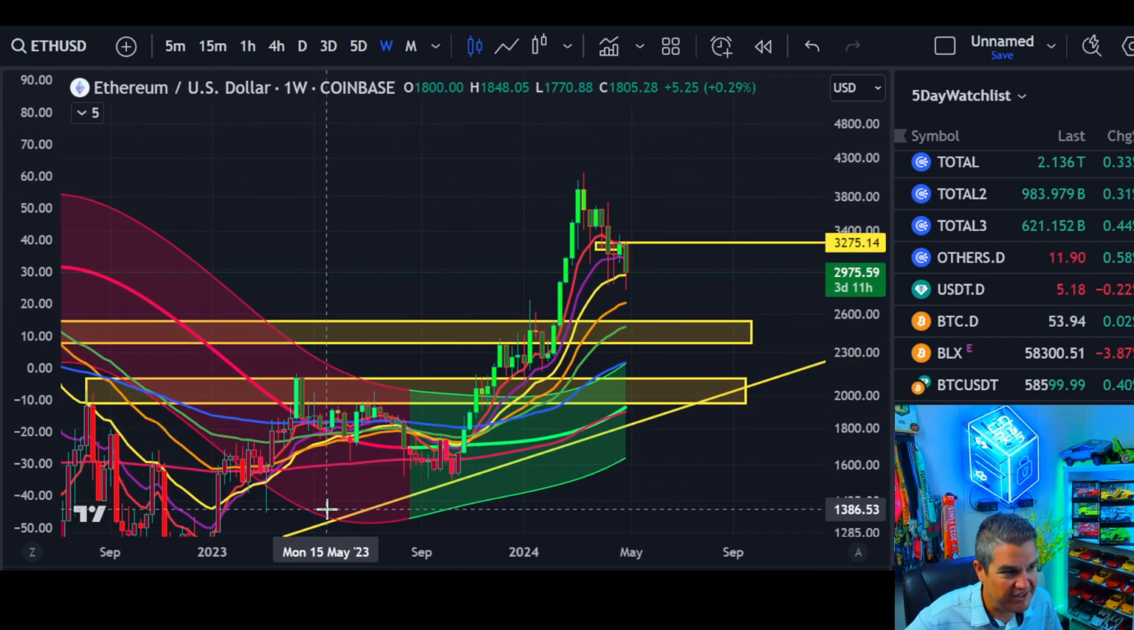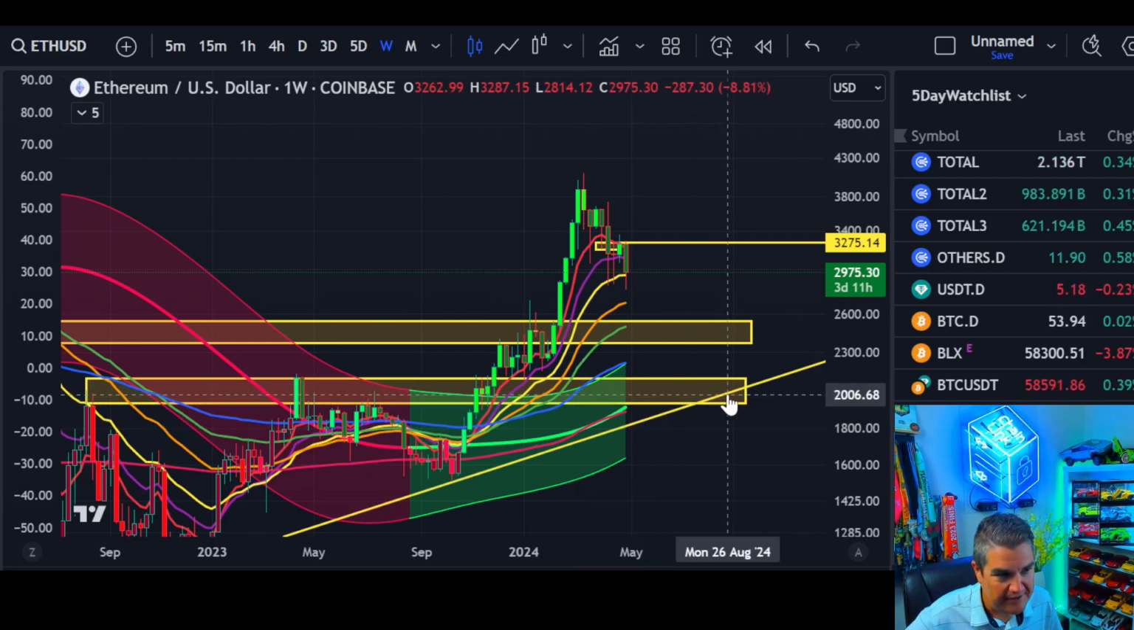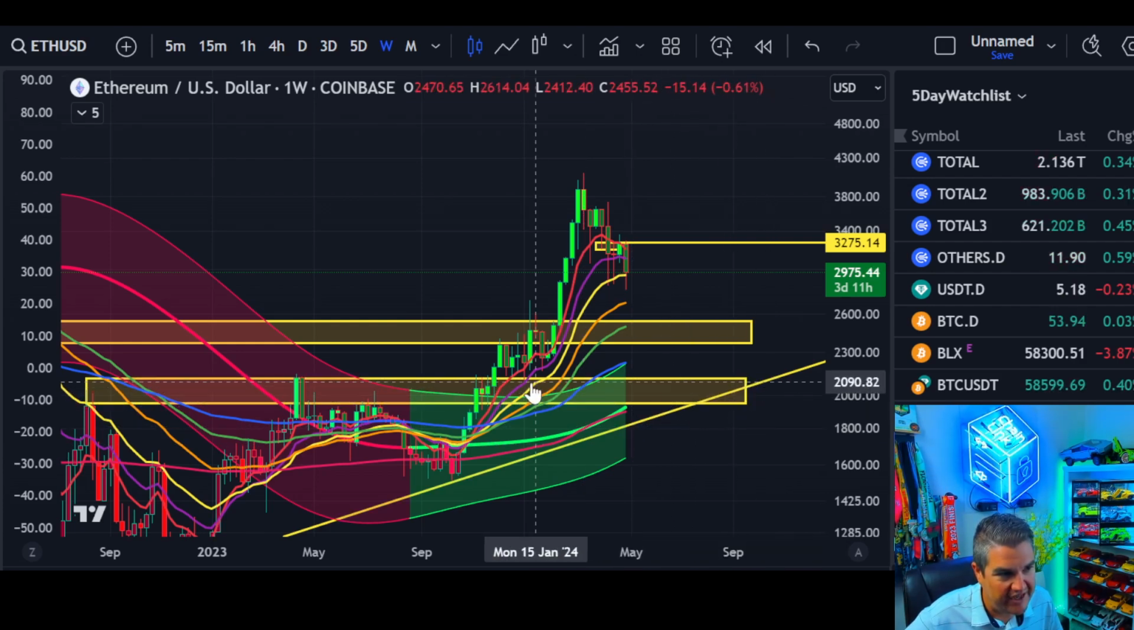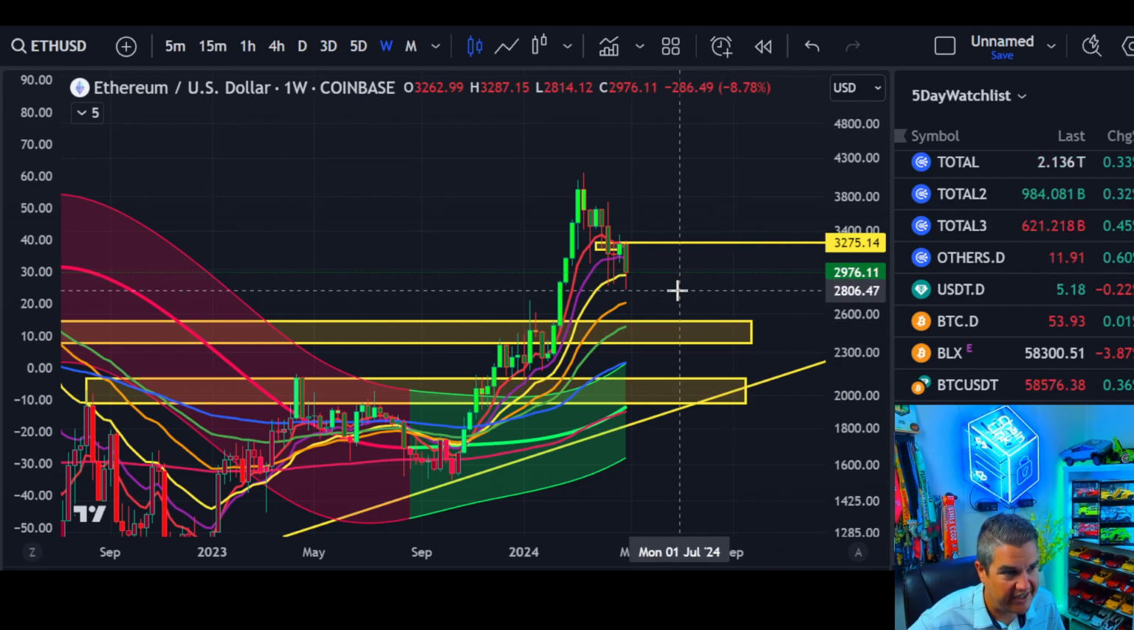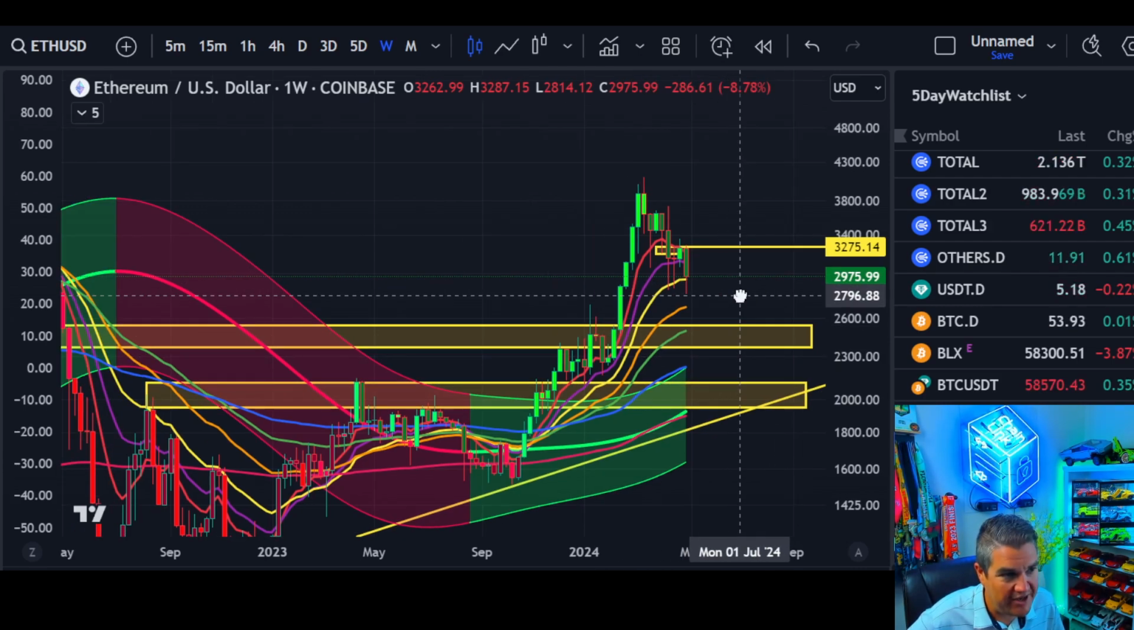We also have this trend line that's been intact for years now, rising as well, right through that zone. So if we were to get there, it would likely take months. And keep in mind, 2,000 is probably about as bad as it's going to get. I don't foresee that happening.